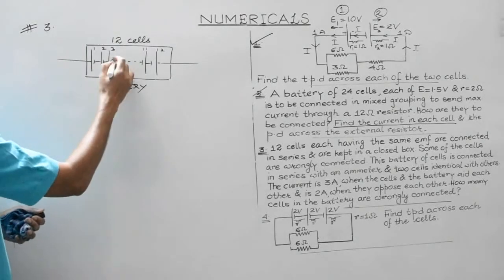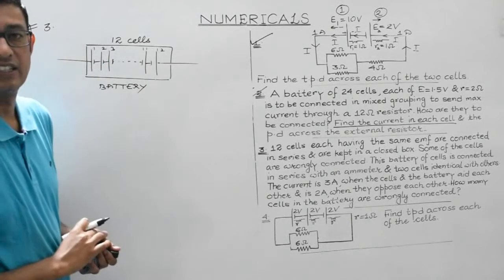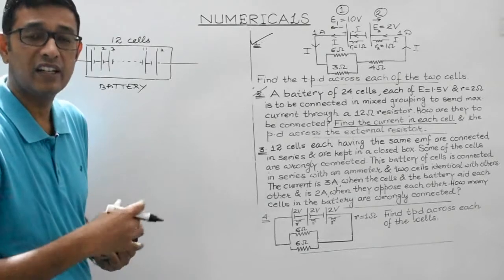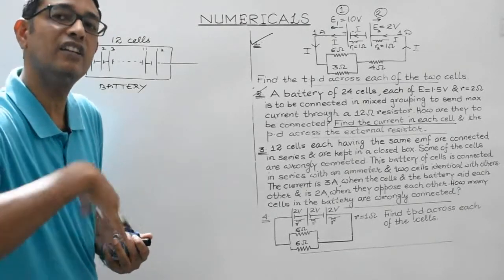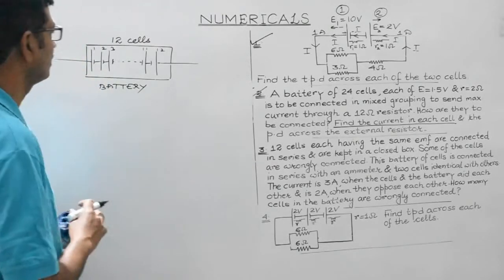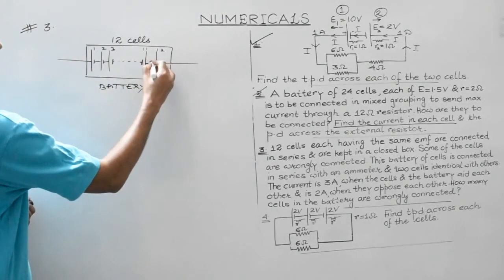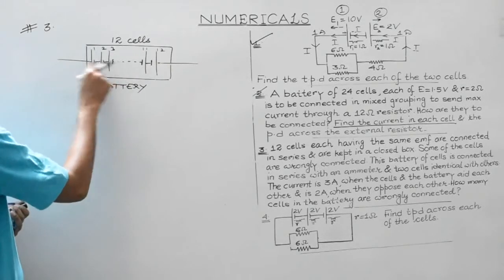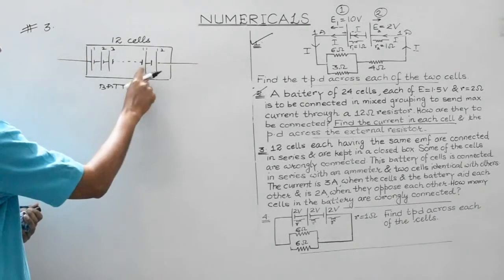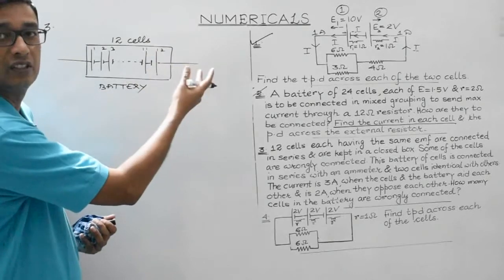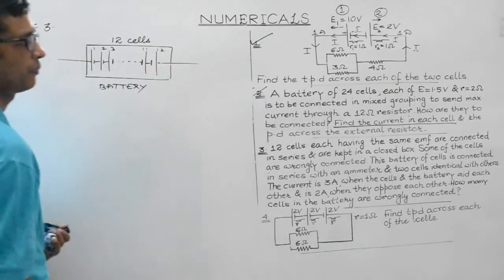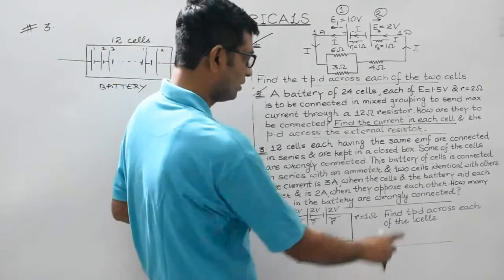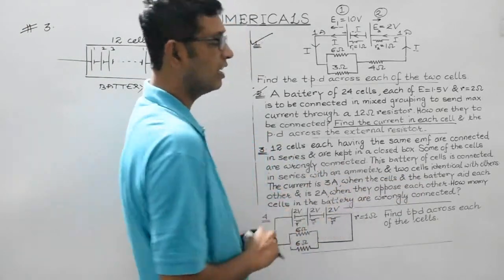Some of them are correctly connected and some of them are wrongly connected. Wrongly connected means some of the cells are connected in such a manner so as to send current in the opposite direction. Clear, students? So these all are connected correctly so as to send current in the same direction, while they are connected wrongly so as to send current in the different direction. Isn't it? So what we are supposed to do is find how many cells in the battery are wrongly connected.